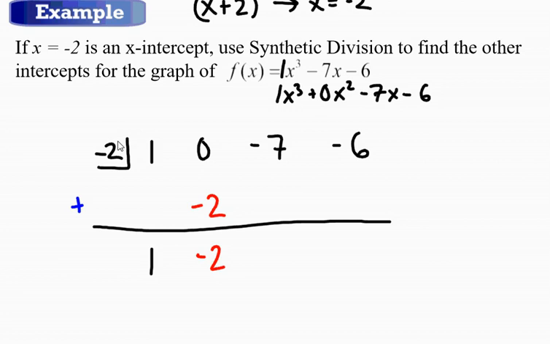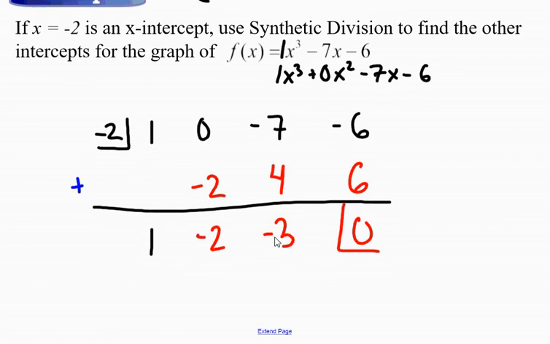Then you take negative 2 times negative 2, and you'd get 4. Negative 7 plus 4 would leave you with negative 3. Negative 2 times negative 3 would be positive 6, since negative times negative is positive, and if you add these together, you get 0, and this last part is your remainder. These then are the coefficients of the result.